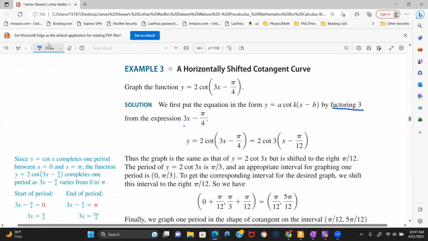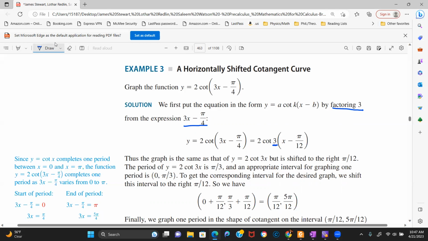So when you factor out 3 from this expression, you get the x, and then pi over 4 is going to become pi over 12, right? And to see why that's the case, just distribute the 3 back through. You get your 3x, and then you get 3 pi over 12, but the 3 and 12 reduce, and that cancels the 3 in the numerator to give you 4. So that's why it factors in that way.